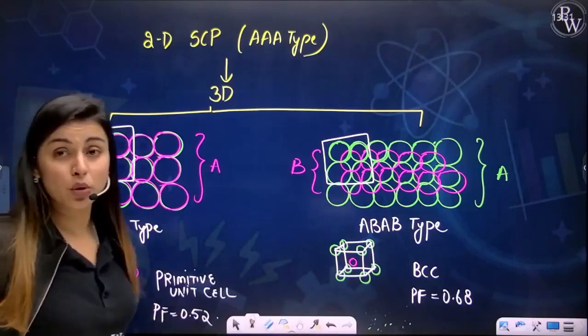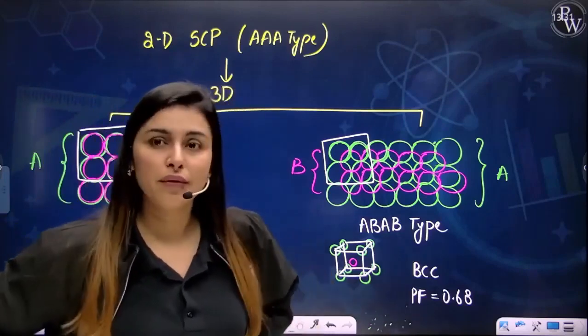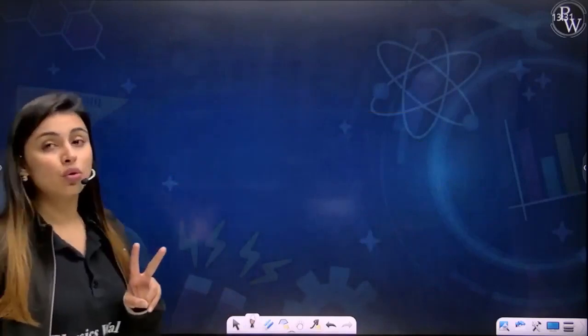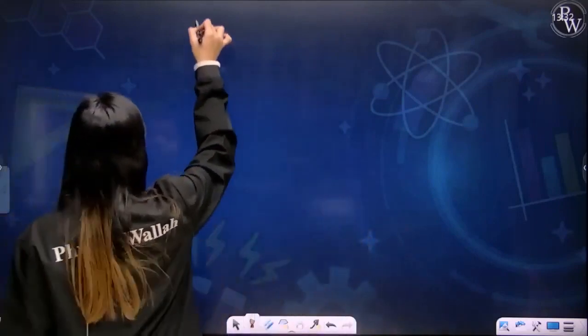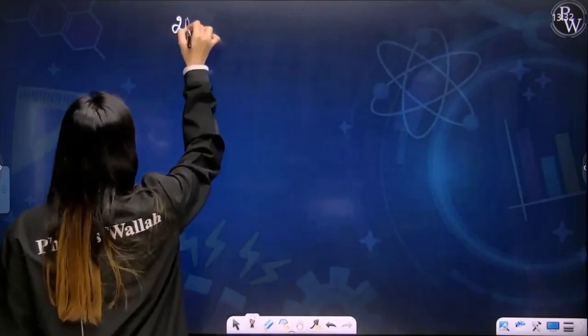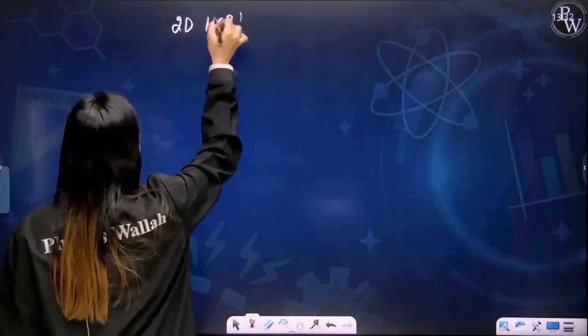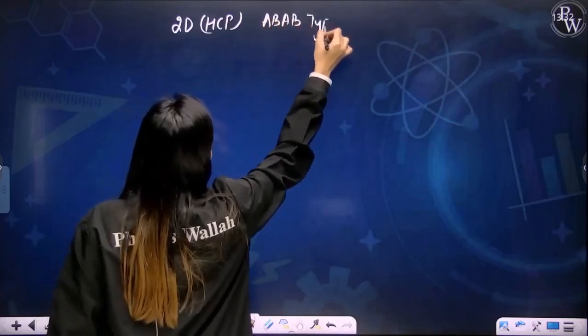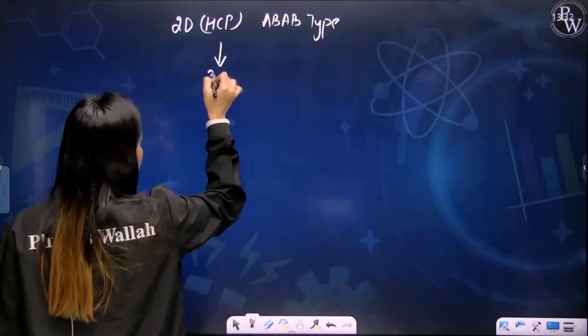Perfect. I hope you have drawn it. Now let's move forward. So now, my dear students, you know that in 2 dimension we studied SCP and we studied HCP, right? SCP in 3 dimension we saw different types of layering give you primitive and BCC lattice. And now we'll be considering the 2-dimensional HCP layering, which was your AB type, right? And now we'll move it to the 3-dimensional layering.